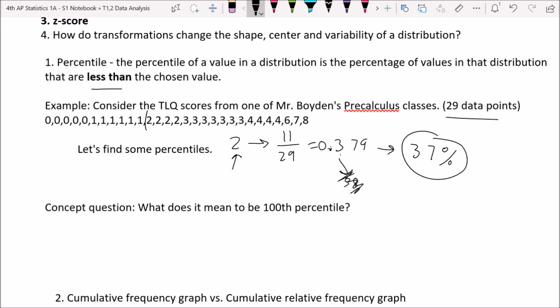Let's try another one. Let's try if you scored a 4. If you scored a 4, how many people did you beat? Well, counting from the left, we're already at, this is the 11th person. So 12, 13, 14, 15, 16, 17, 18, 19, 20, 21, 22. You beat 21 out of the 29 people. So 21 divided by 29 is 72.4. And so I'm going to say that implies, and I'm going to round it down, the 72nd percentile. And you know what? It dawns on me, I should not write 37%. I should say 37th percentile.